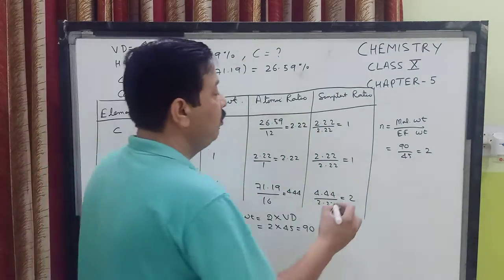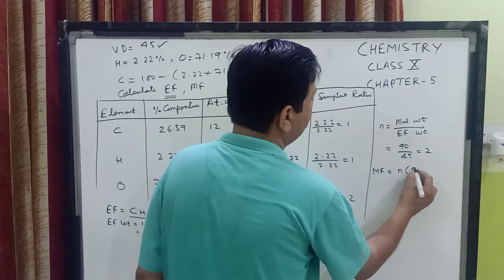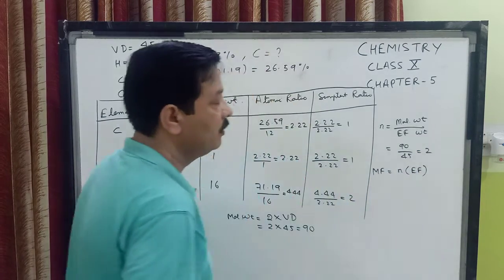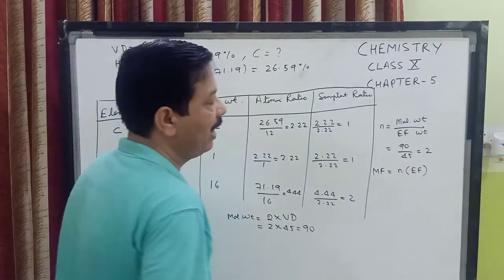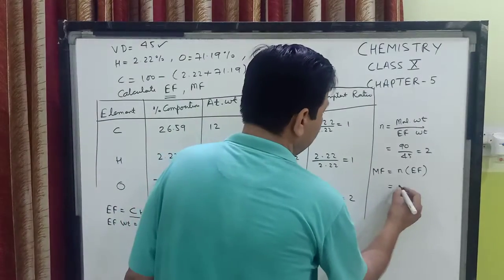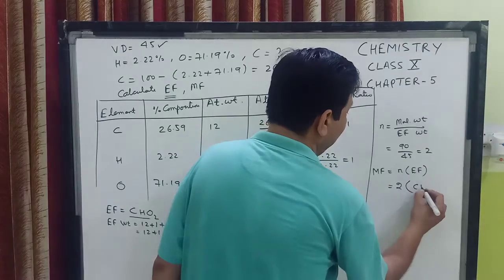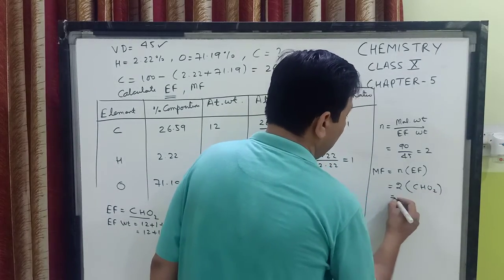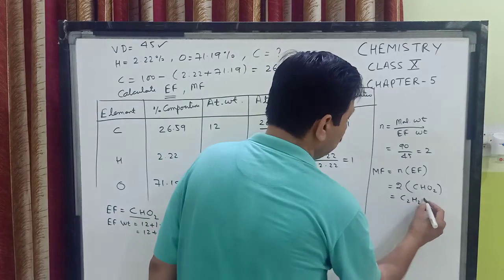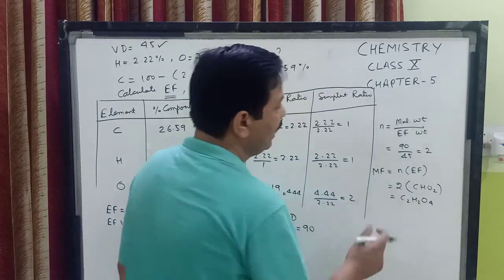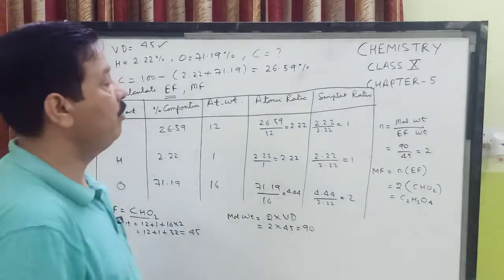And children, one more formula we did, that molecular formula is equal to n times empirical formula. We have already calculated n, so n times means twice the empirical formula. The empirical formula we calculated as CHO2. Now the molecular formula becomes C2H2O4. We multiply each atom with 2. So this is my molecular formula.